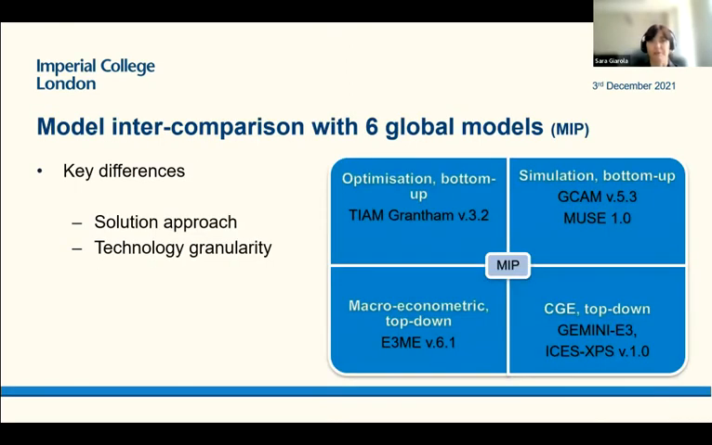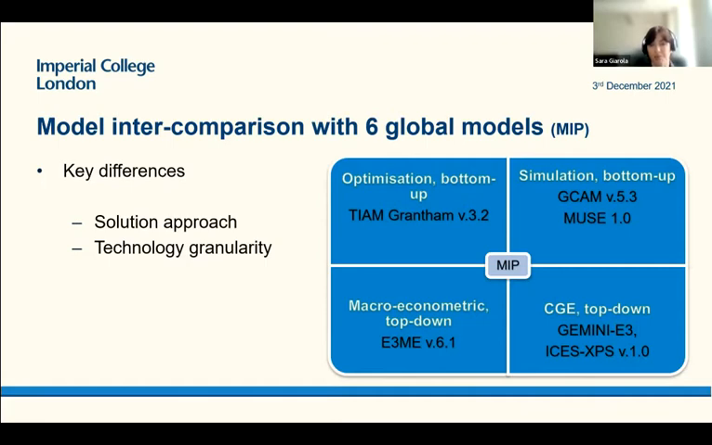One thing to mention in the first instance is that we identified key differences regarding the solution approach and the technology granularity of the 6 global models included in the study. Essentially, we identified primary differences between optimization bottom-up models like the TIMES approach and simulation bottom-up modeling approaches like those used in GCAM and MUSE. Then we also have a macroeconomic top-down model, E3ME, and 2 computable general equilibrium models, GEMINI and ICES.